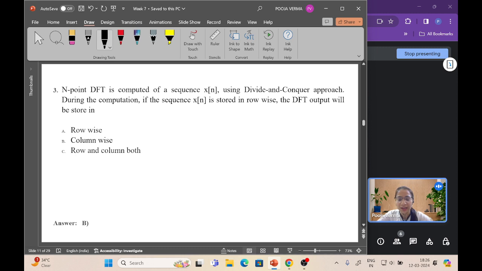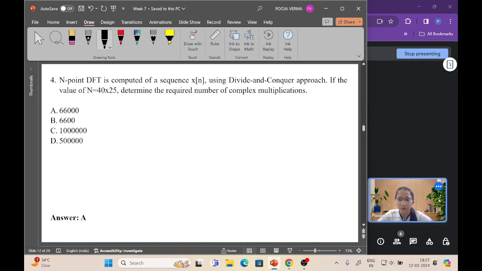Next question: an N-point DFT is computed of a sequence x of n using the divide and conquer approach. During the computation, if the sequence x of n is stored row wise, then the DFT output will be stored in: option A is row wise, option B is column wise, and option C is row and column both. Already we have seen the algorithms 1 and 2 in the previous slides. If the sequence x of n is stored row wise, then the DFT output will be stored column wise. So the correct option is B.